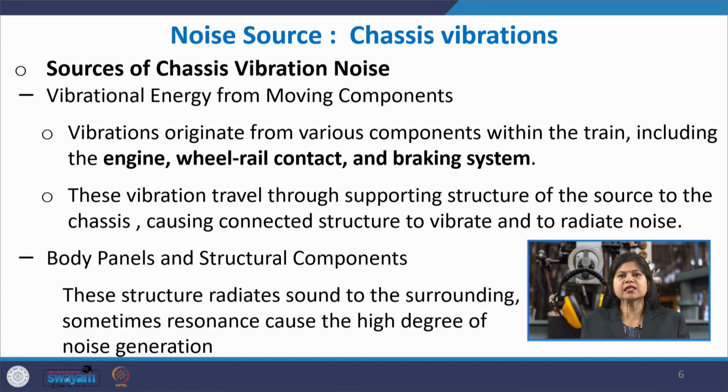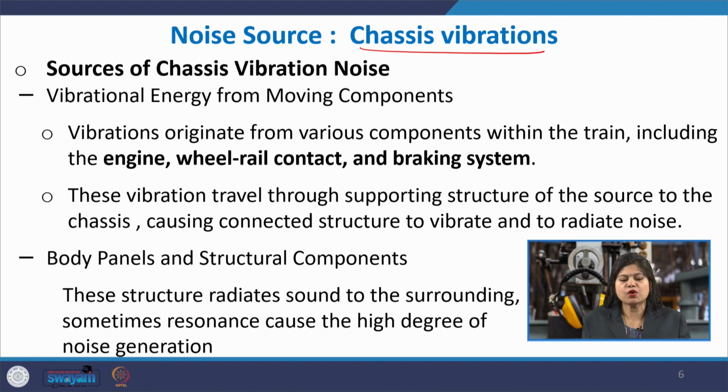We have already seen the various sources of noise in a passenger train. First of all, it is the engine noise, then the wheel rail interaction noise is also very important, and after that we have the aerodynamic noise as well. Today we will discuss in detail the noise due to chassis vibrations.